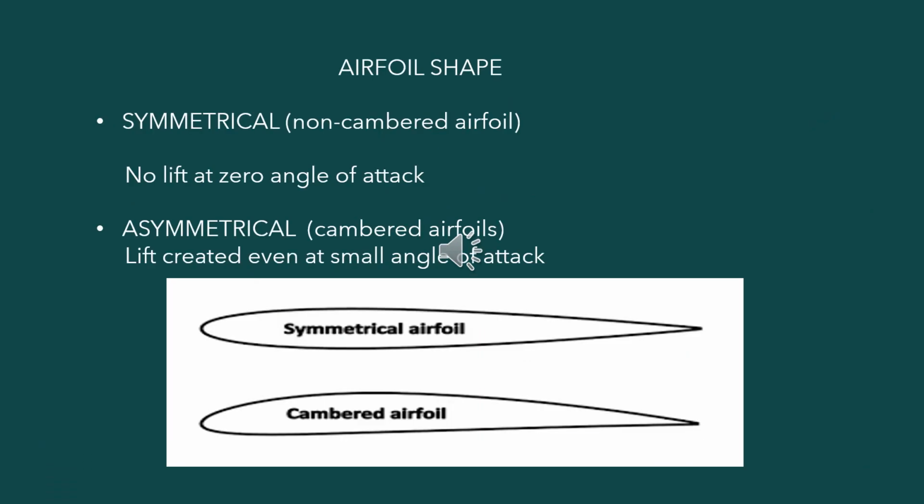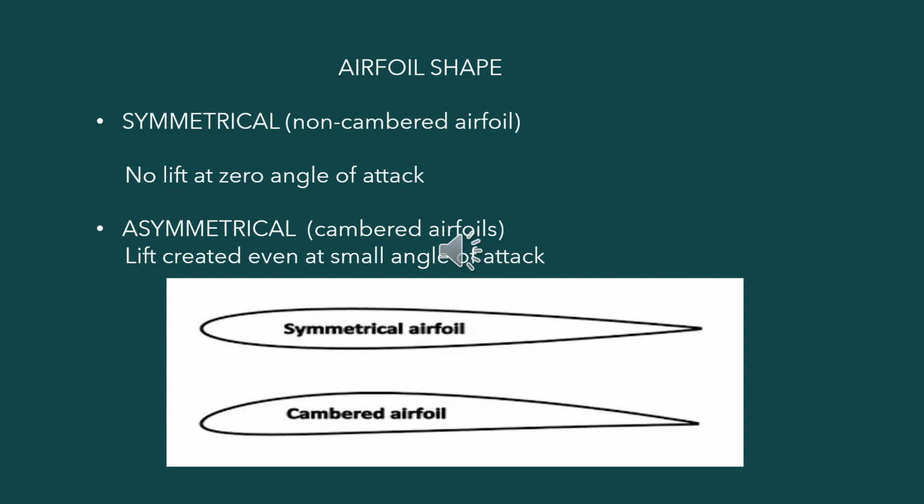Airfoil shapes are of two types, symmetrical and asymmetrical airfoil. In symmetrical airfoil, the upper and lower surfaces are identical in shape, and these types of airfoils are seen in high-speed aircraft having symmetrical wings. However, lift is not increasing, so these types of airfoils are also known as non-cambered airfoil.